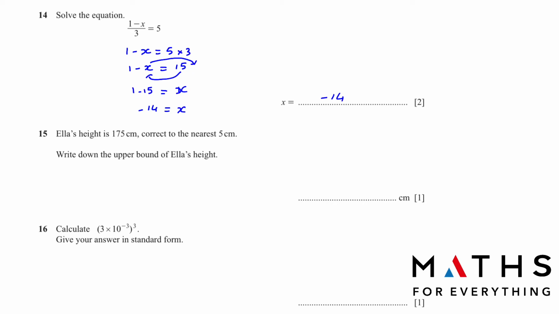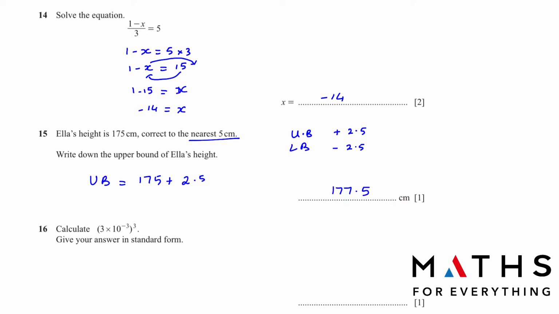For question number 15. Ella's height is 175 centimeter, correct to the nearest 5 centimeter. Write down the upper bound of Ella's height. You need to remember whenever you have to correct to the nearest 5 centimeter, to find the upper bound, we add 2.5. To find the lower bound, we subtract 2.5. So very easy. We want to find the upper bound. 175 plus 2.5 will give us 177.5.